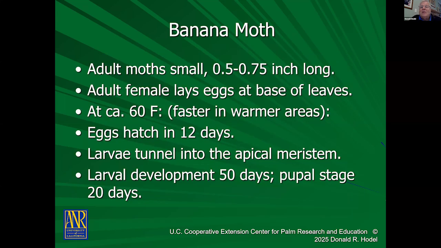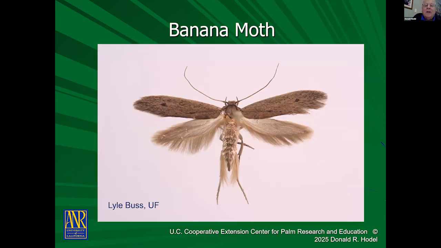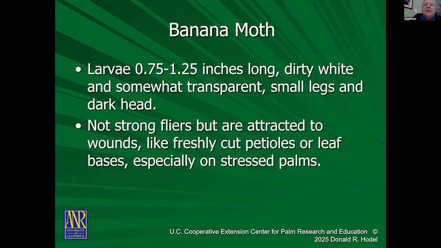The adult moths are small, up to 3/4 of an inch long. The female lays eggs at the base of the leaves. They hatch and the larvae burrow toward the apical meristem. At 60 degrees Fahrenheit, the eggs hatch in about 12 days, faster in warmer areas. Larvae tunnel into the apical meristem, and they need about 50 days to develop, to pupate, and then the pupal stage is 20 days. There's the adult moth. That's courtesy of Lyle Buss at the University of Florida.